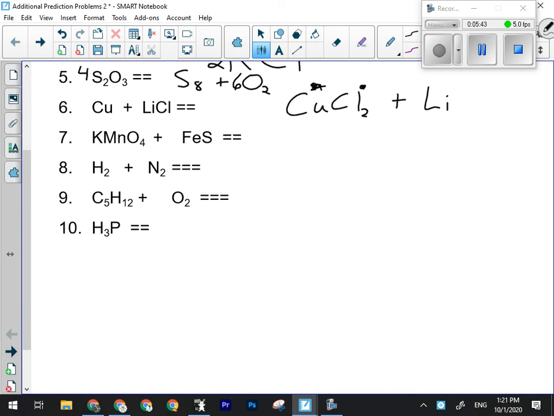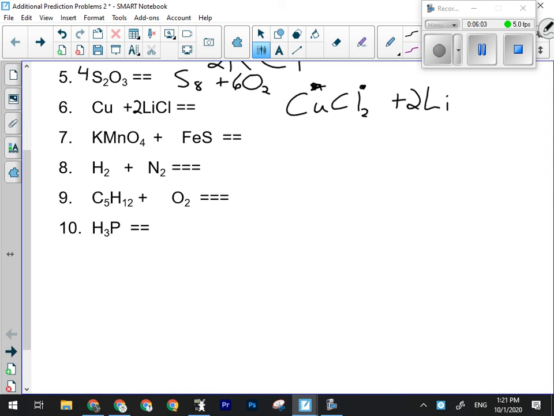Okay, and then I check for special elements. Lithium's not special. Okay, so it's done. Now I just need to balance it. There's 2 chlorine on the product side, which means I need to put a 2 here to balance the chlorine, and that gives me 2 lithium. So I've got to go back over here and balance my lithium.